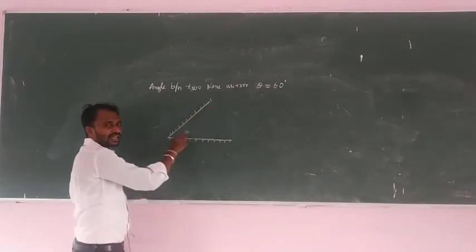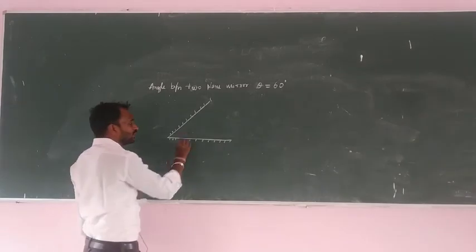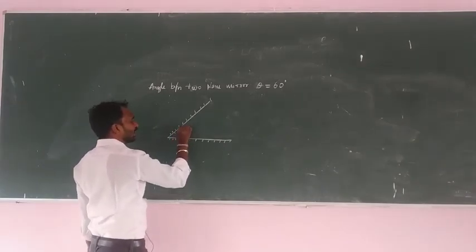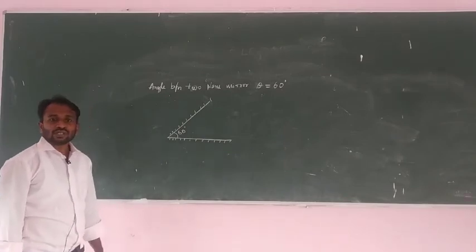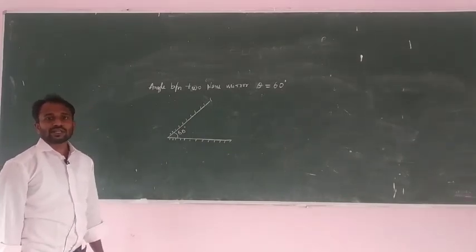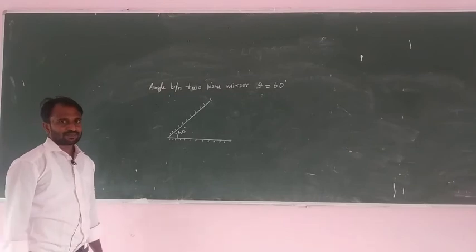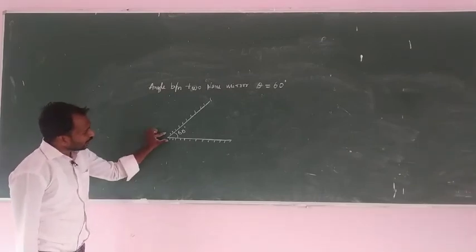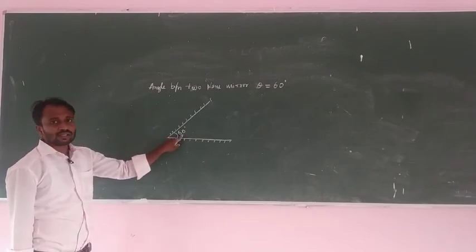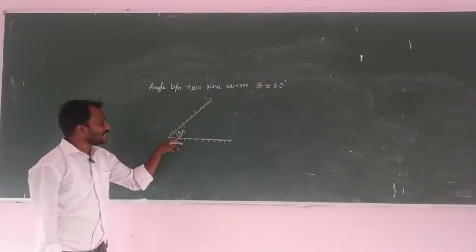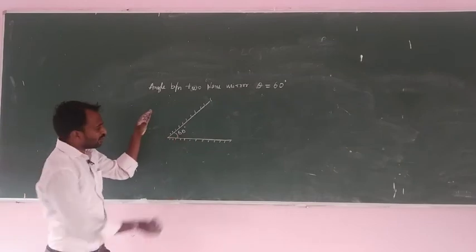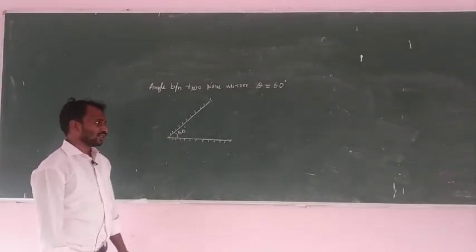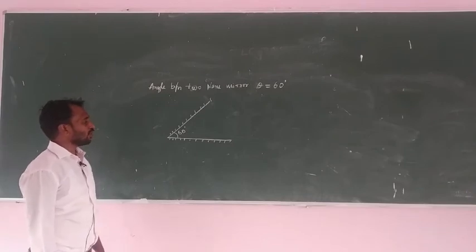There is a first mirror and a second mirror, and the angle in between is 60 degrees. Now we want to calculate the number of images. How many images are formed when two plane mirrors are placed at an angle of 60 degrees between them? We want to calculate the number of images.